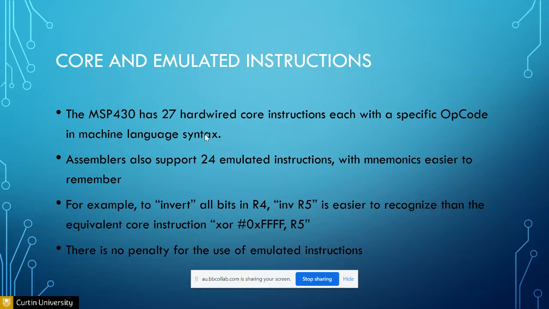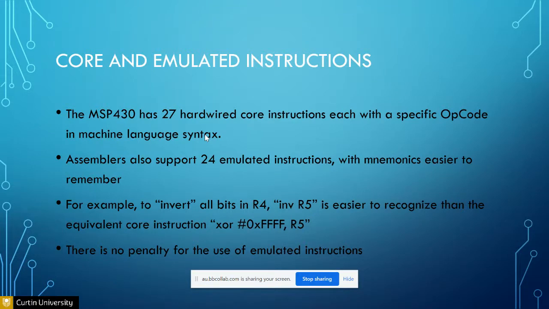The MSP has 27 hardwired core instructions, each with a specific opcode in machine language. Assembly also supports 24 emulated instructions with mnemonics that are easier to remember. They are not hardwired, but emulated. So altogether you have 27 plus 24.